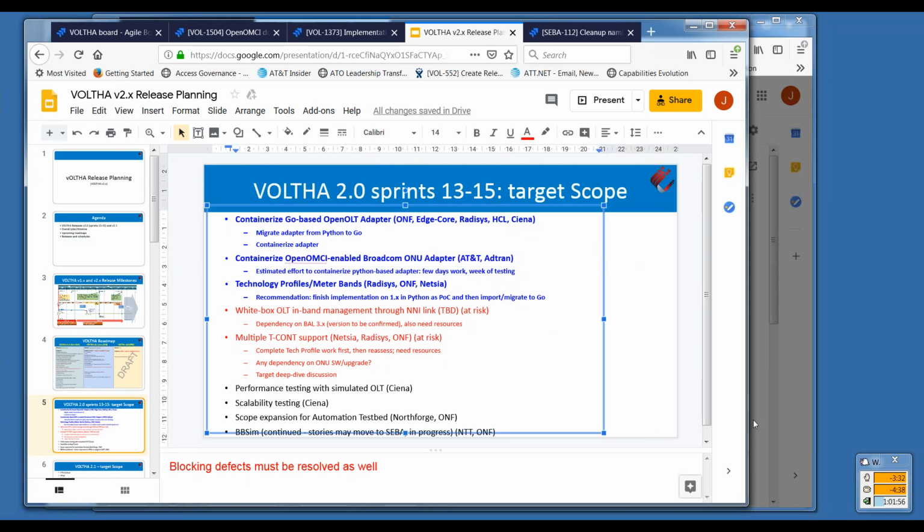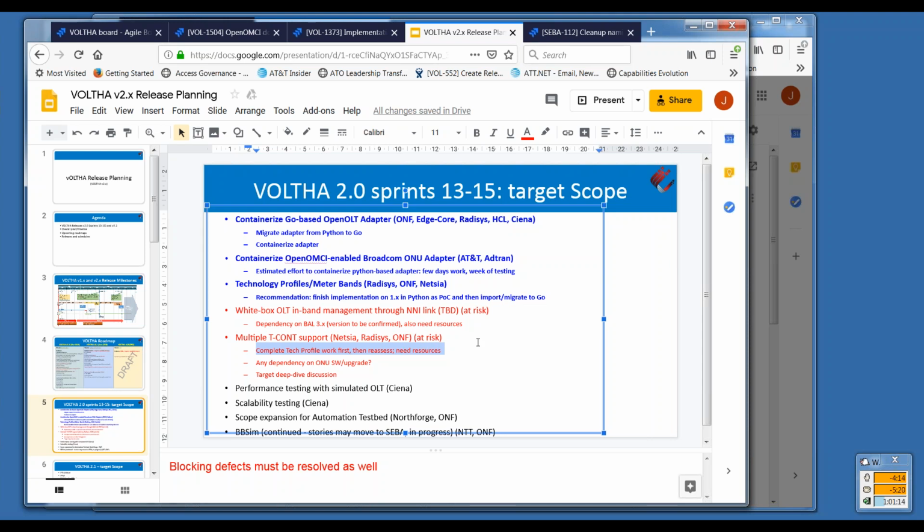Oh, maybe, let's see. Sean Bissett, I know you're on there. We could talk about one item we had here related to the multiple TCON support. So we had a view when we were doing the planning for sprints 13 to 15 that once the tech profile work was completed, then we could reassess what it would take to support the multiple TCONs and try and figure out a timeline based on resources available at that point.